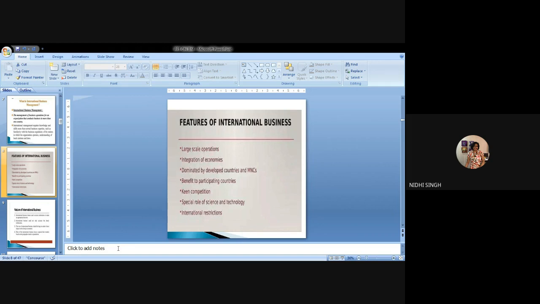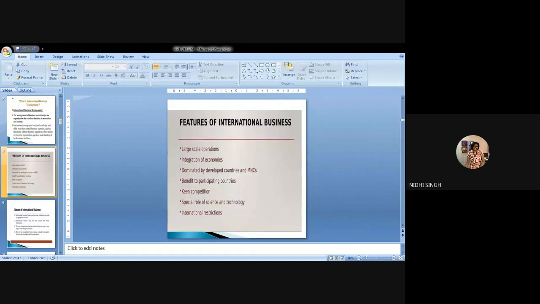First, large scale operation. Excuse me, ma'am. Can you run this slide in full screen mode, ma'am? Because right now you're not running your slide in full screen mode, so your content is not visible. Control F5. Yes, it's in full screen mode now. Is it visible properly? Yes.